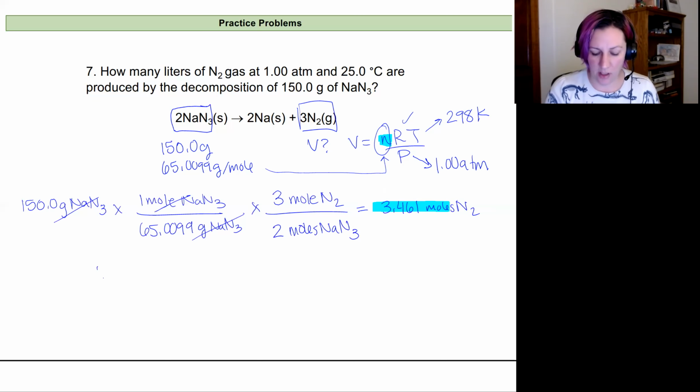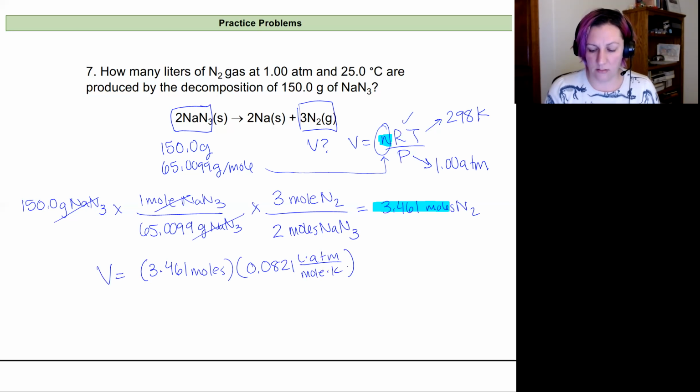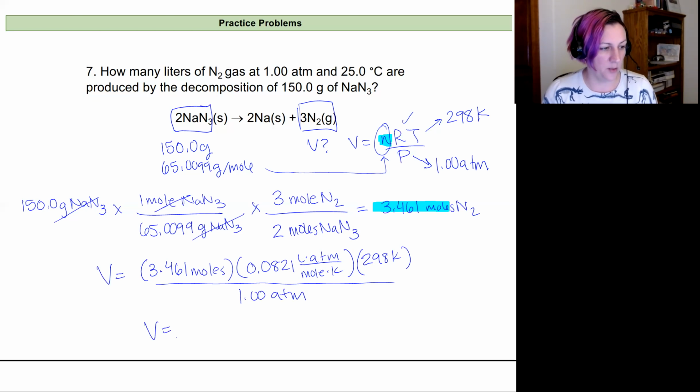So let's go ahead and figure out what the volume of all of this nitrogen that's produced will be. So I'll plug in that number of moles that I just calculated and multiply this by my gas constant. And I'm going to use the one that has atmospheres for units because my pressure was given to me as 1 atmosphere. So the volume that this nitrogen will occupy will be 84.7 liters.